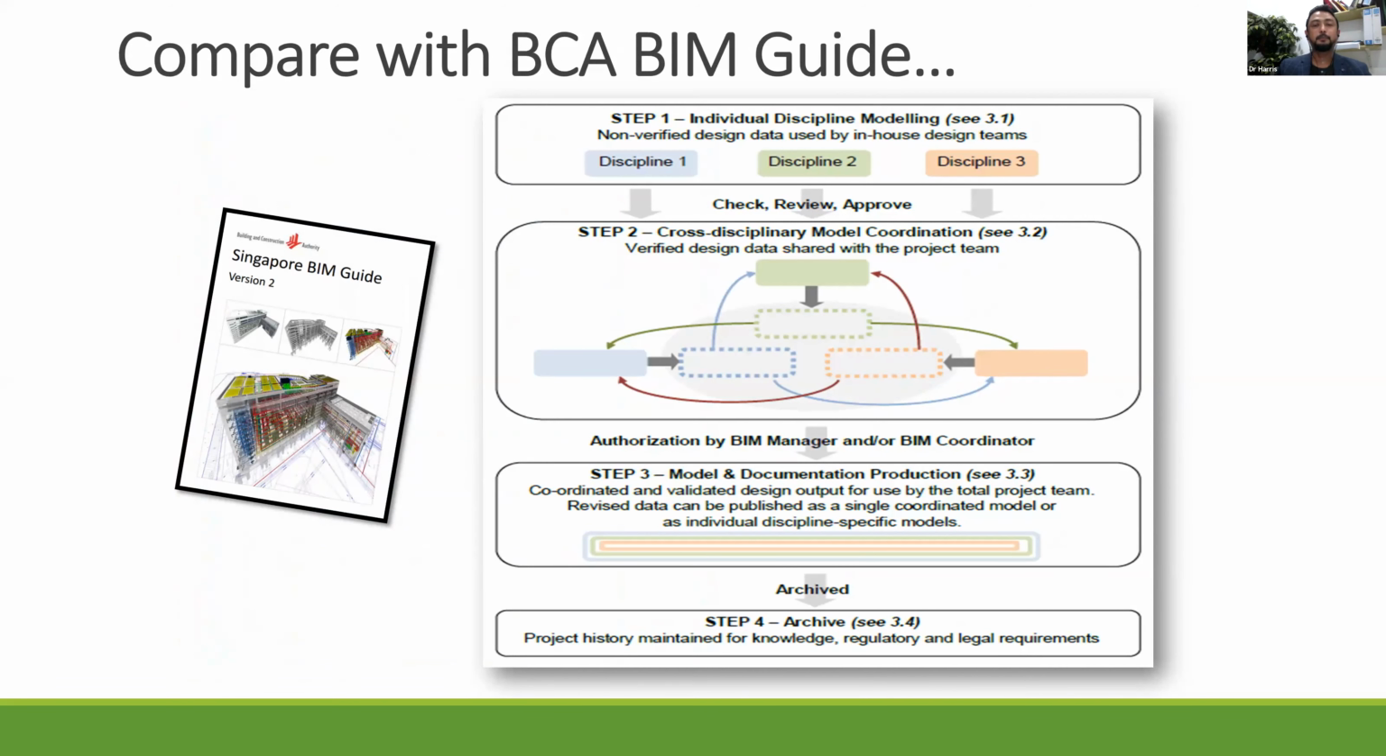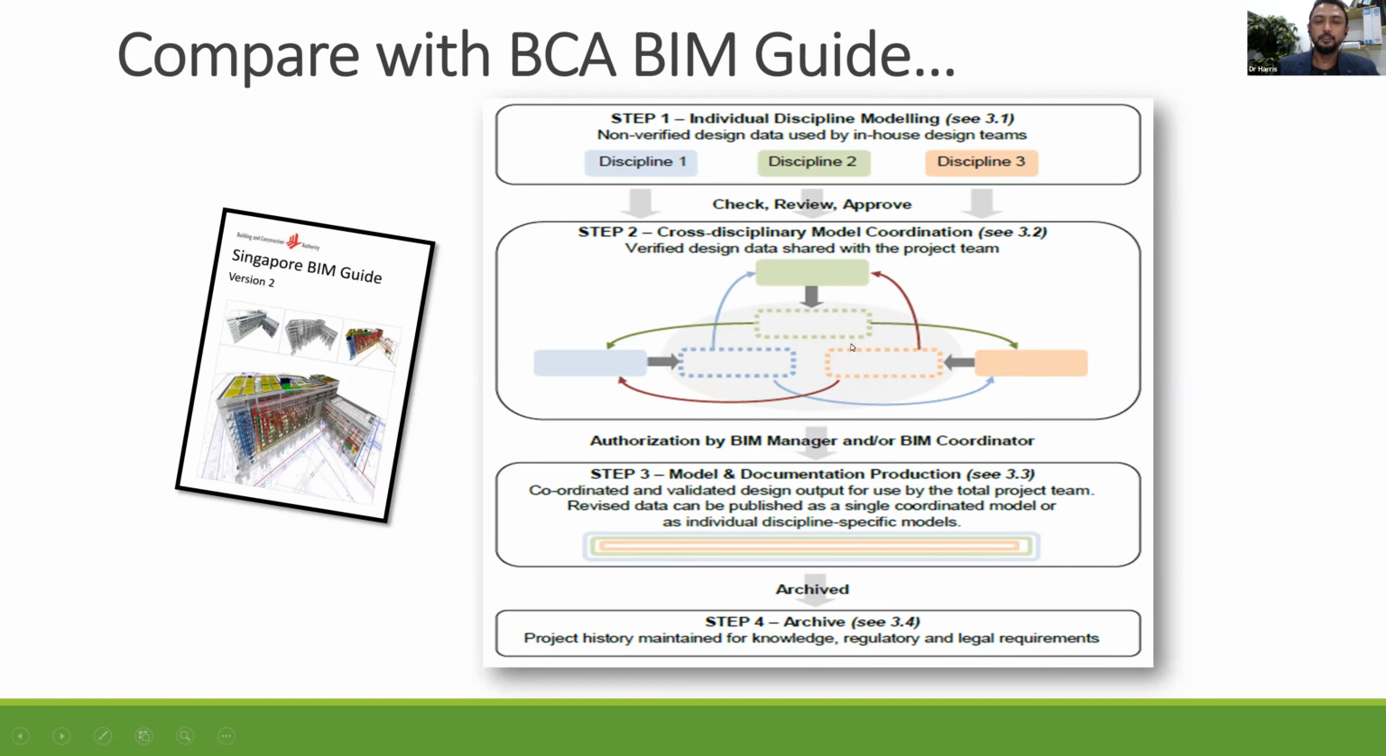So this is another process from Singapore, from the BCA BIM Guide. As you can see, there are 3 different disciplines. Before you coordinate these 3 disciplines, you need to check, review, and approve. You make sure that the 3D model from the architect, engineer, MEP, and so on is correct. You check the information, you review, you approve, and then you put it into coordination. You integrate all these 3 disciplines into one integrated model.